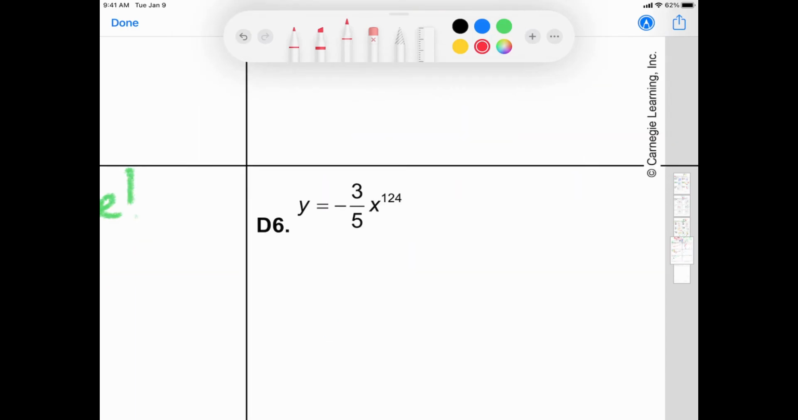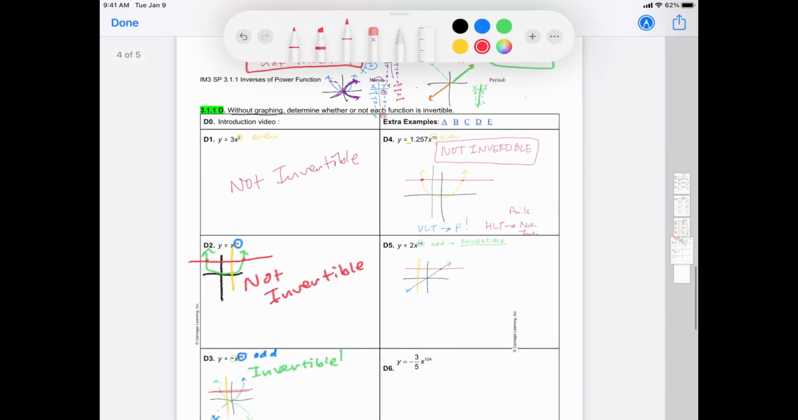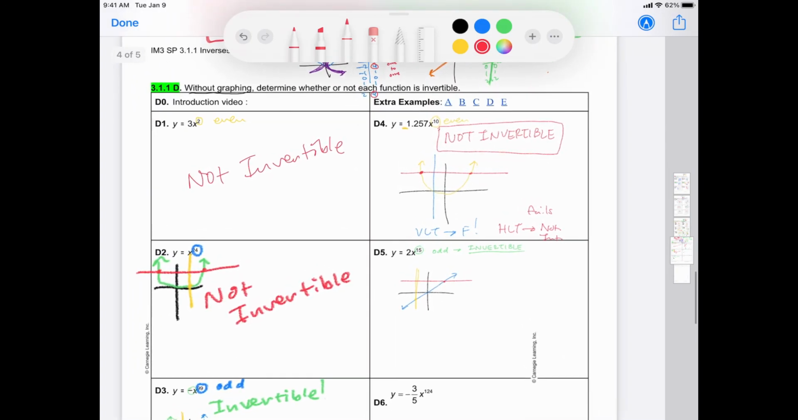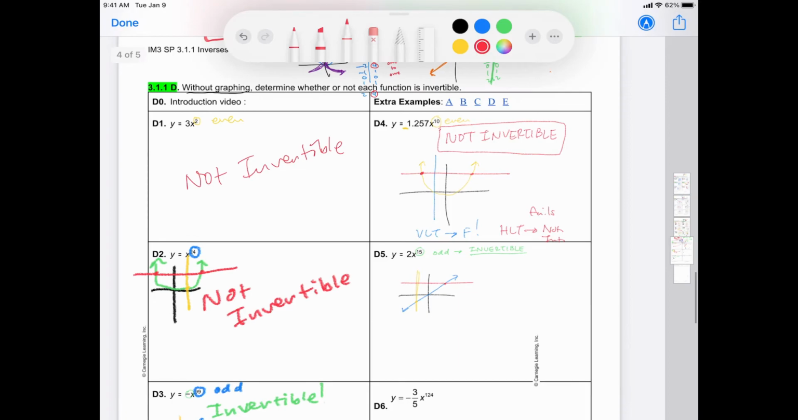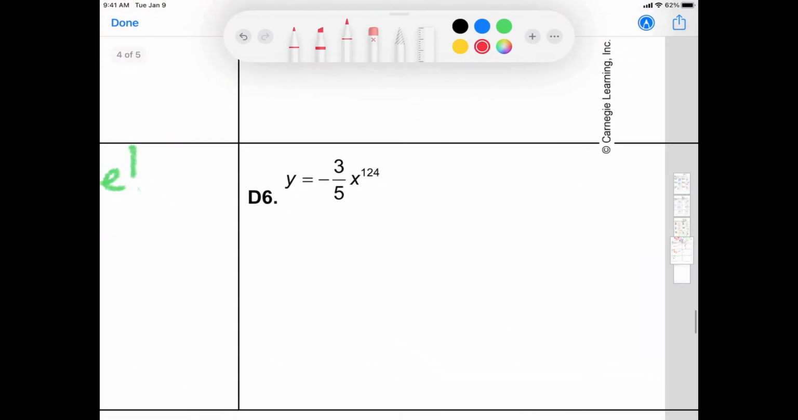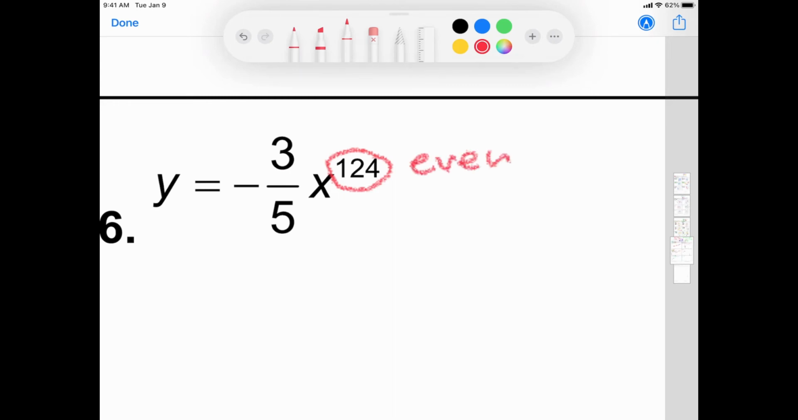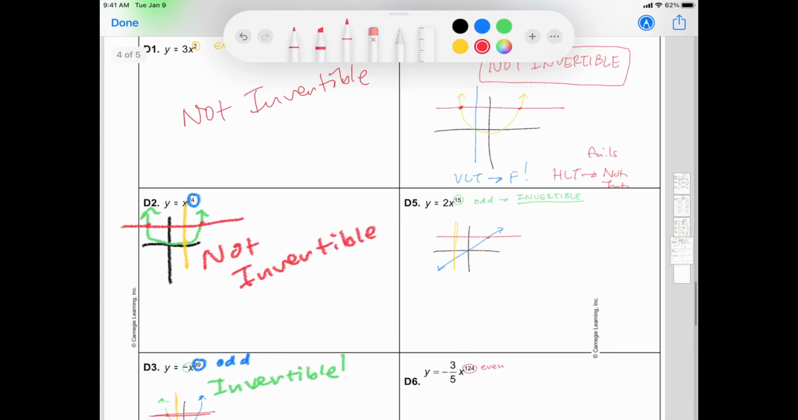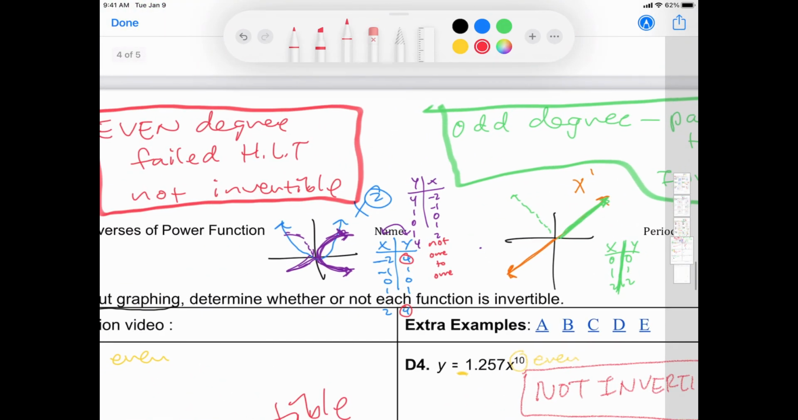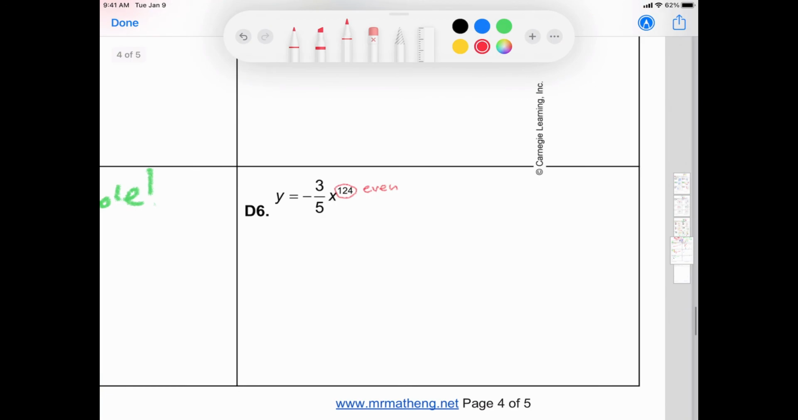All right, D6 here. In skills practice 3.11, D, without graphing, determine whether or not each function is invertible. So the first thing we're going to do is locate the degree. And this degree here is a small number to the top right. It's called an exponent or a degree. And 124, that number is even. And we did in the intro video that evens fail the horizontal line test, therefore it's not invertible. So that's the answer. Not invertible.